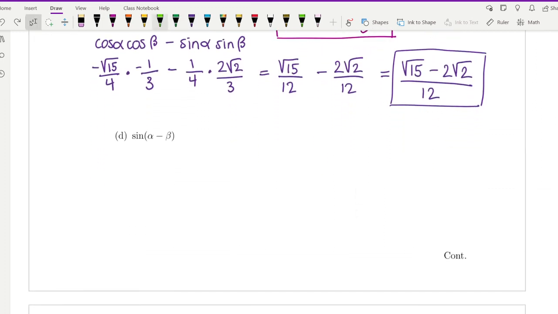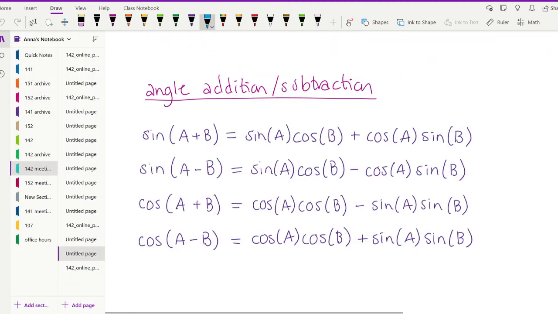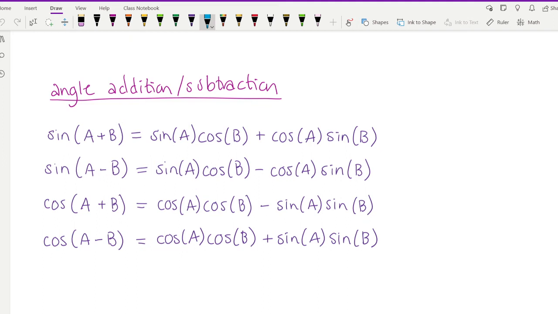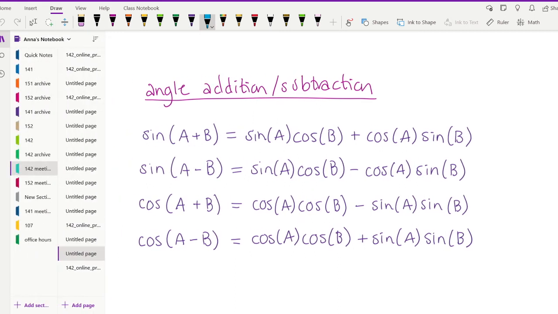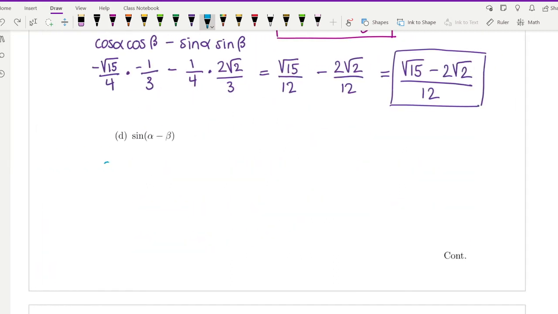So next up, we're doing sine of alpha minus beta. Again, that's another formula that will be on your quiz. That is going to be sine of alpha times cosine of beta minus cosine of alpha times sine of beta. So we have sine of alpha, cosine of beta, minus cosine of alpha, sine of beta.